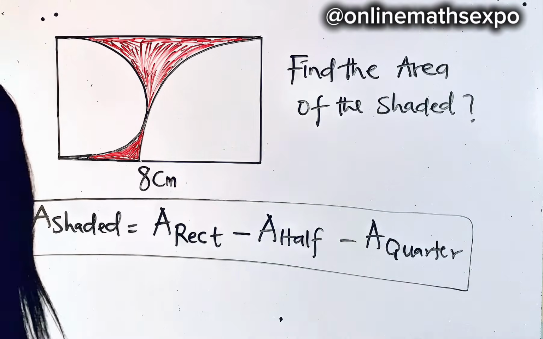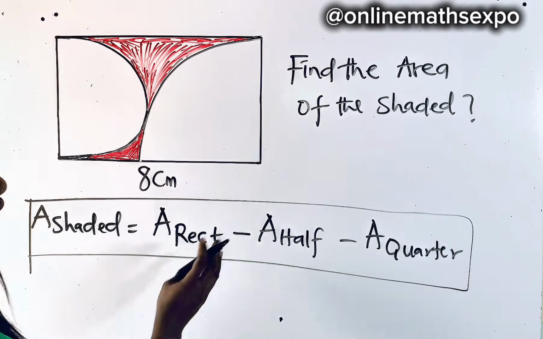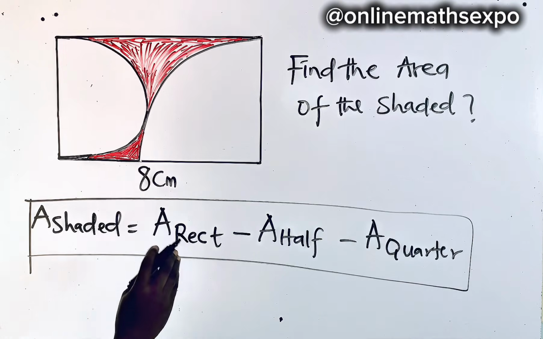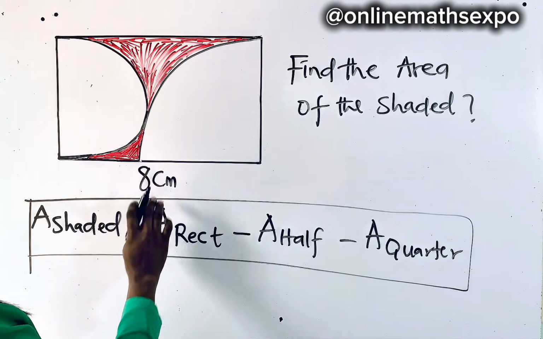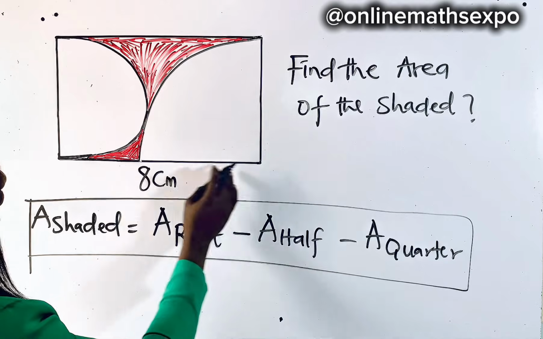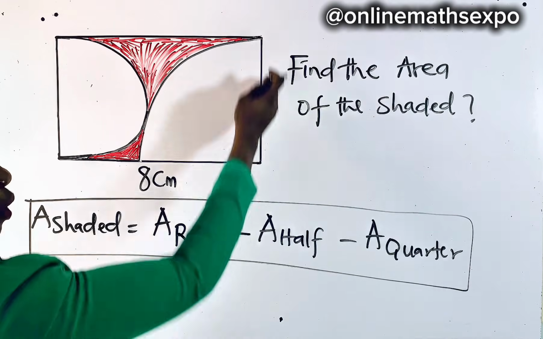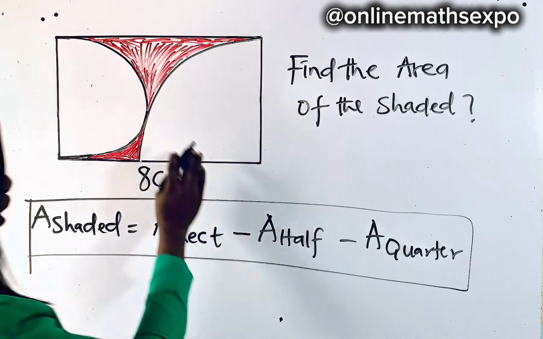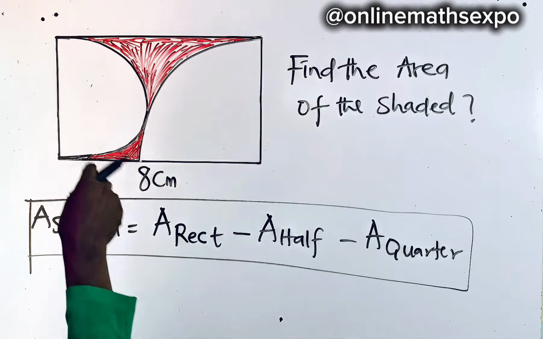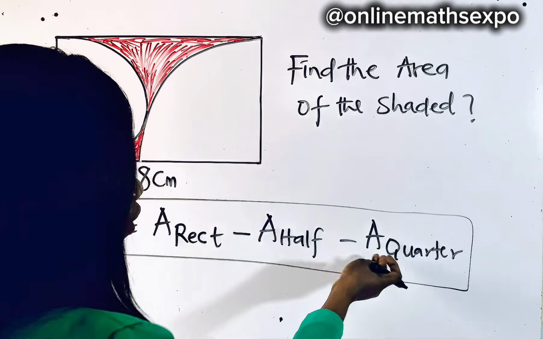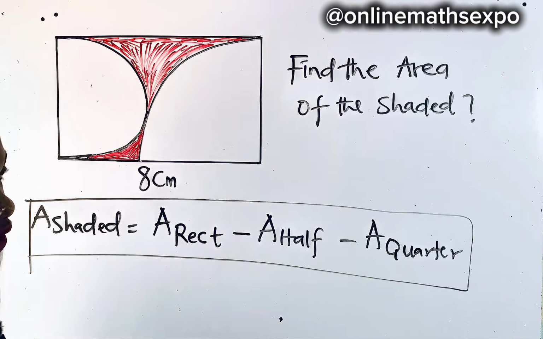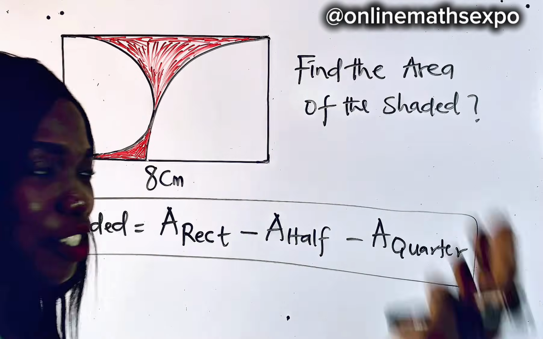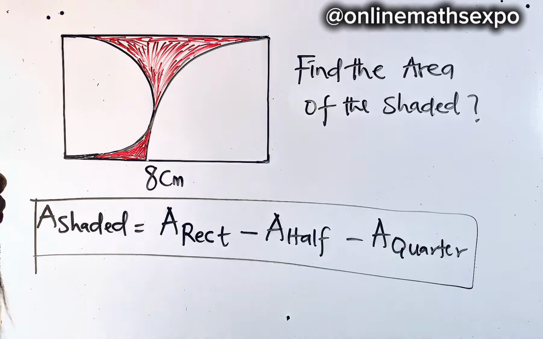Now, go back to this diagram. How do we get these areas? You know too well that for the area of a rectangle, you need to know the length and the width, but we don't know this value. And for us to get the area of the half circle, we also need to know the radius, as well as the radius of the quarter circle. So what do we do? Let's go back to this diagram.